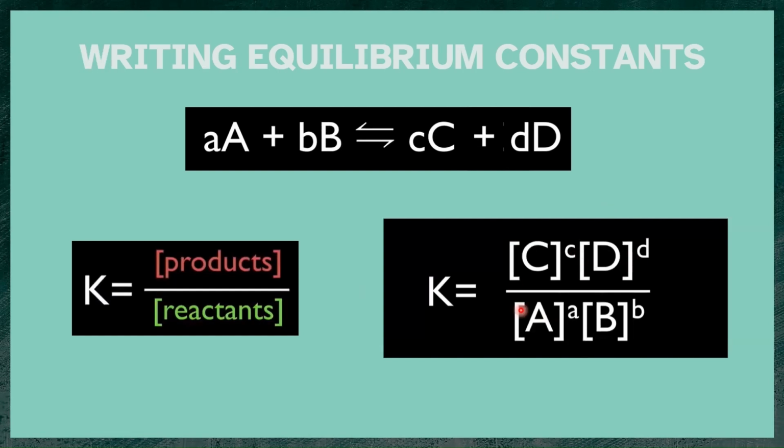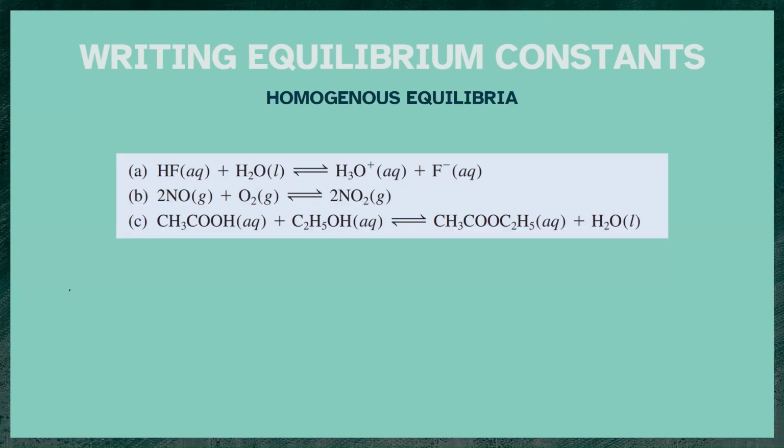Likewise, we're going to put the reactants on the bottom. It's also simply the concentration raised to its corresponding number of moles. So we're going to use this equation when dealing with finding concentration or pressures at equilibrium. So now we will be practicing how to write equilibrium constants for homogeneous equilibria.